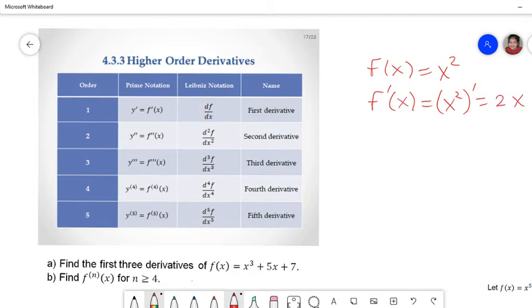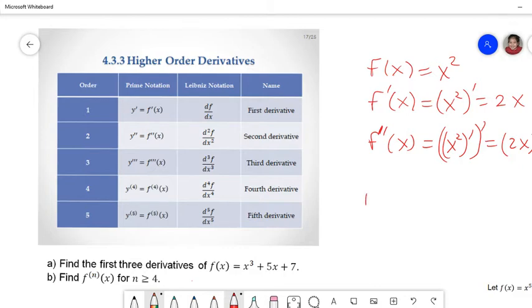Now, if we want to take the derivative of the derivative, we call it the second derivative. It means we are taking the derivative of 2x, which is 2 times the derivative of x, which is 2 times 1, this is 2.